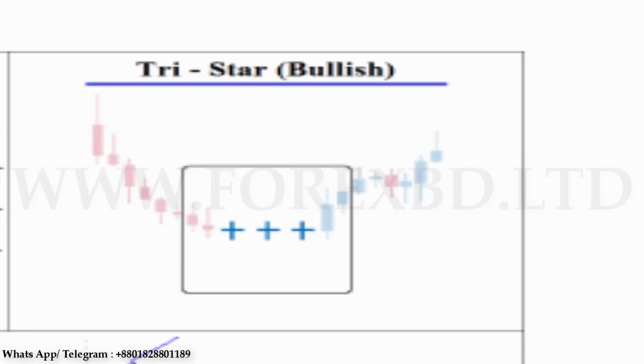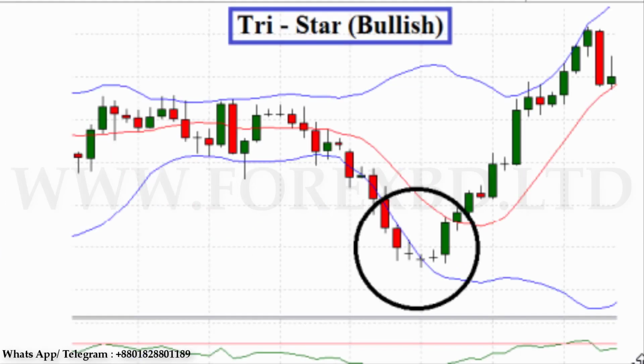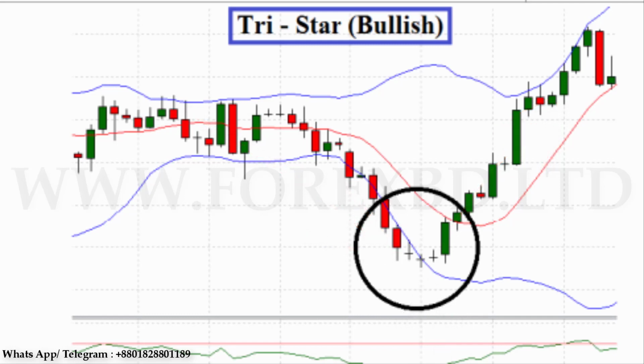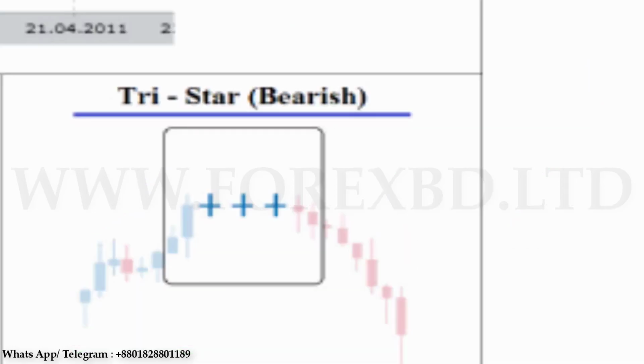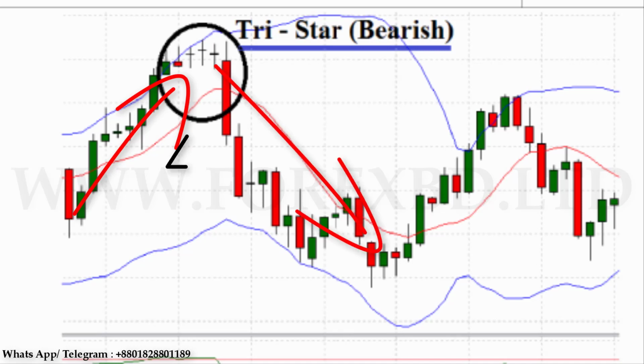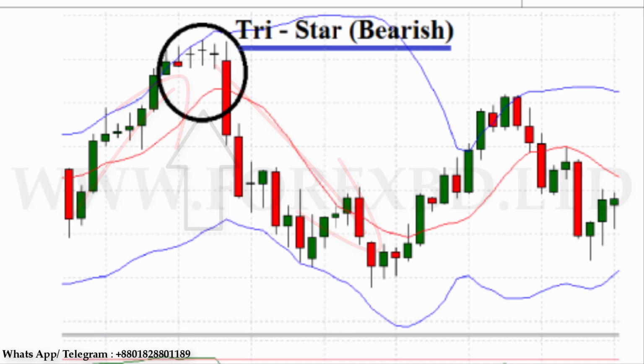Tri-star doji bullish. When a bunch of candles are seen in a downtrend market where 3 candles stay together, these candles are called tri-star doji. And this pattern provides a reversal signal when it's seen at the bottom of a downtrend market. In other words, it will go up. Tri-star doji bearish. This bunch of dojis is called tri-star doji when 3 dojis are seen together in an uptrend market. This pattern provides a downtrend signal. That is, the market will go down.